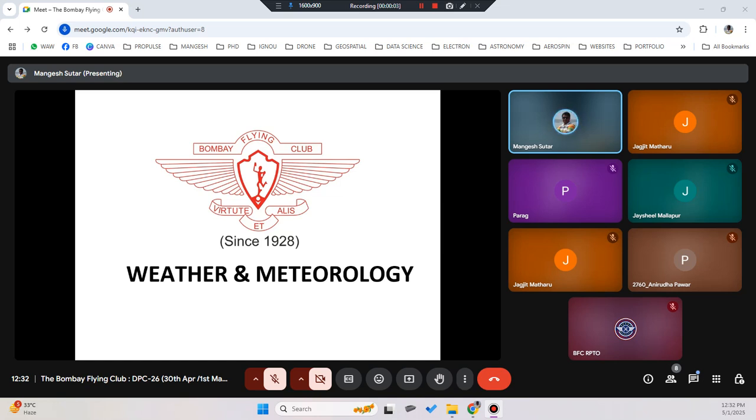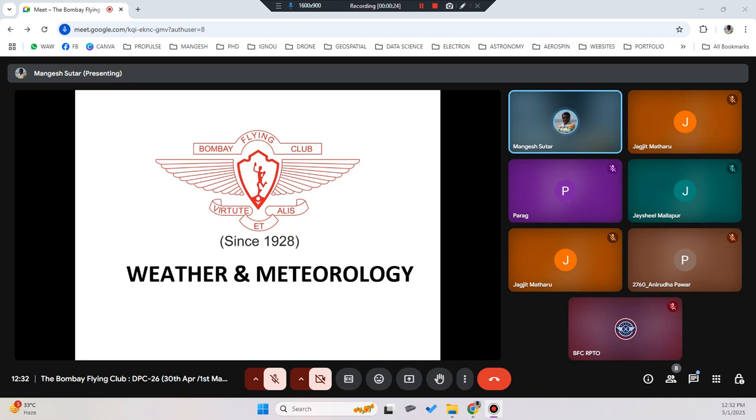So let's move ahead with the weather and meteorology topic. This is again one of the important topics with respect to flying or aviation. This is very, very important when we come to commercial or civil aviation flying. In drones, certain aspects of weather and meteorology come into the picture.